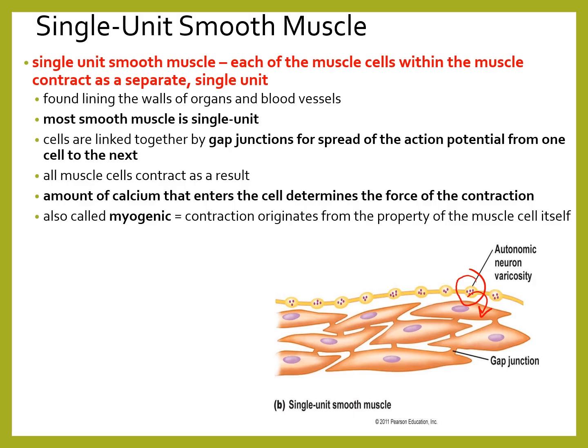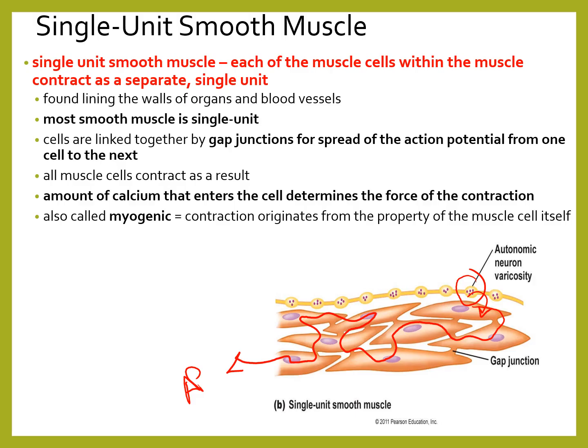Each one of these smooth muscle fibers is connected to the others with intercellular junctions called gap junctions. So now you have the action potential spreading throughout this entire network, and the entire muscle contracts as a result. Not a group of muscles which contract as a unit, like in multi-unit, but the entire muscle contracts. The amount of calcium that enters a single unit smooth muscle can also determine the force of contraction.